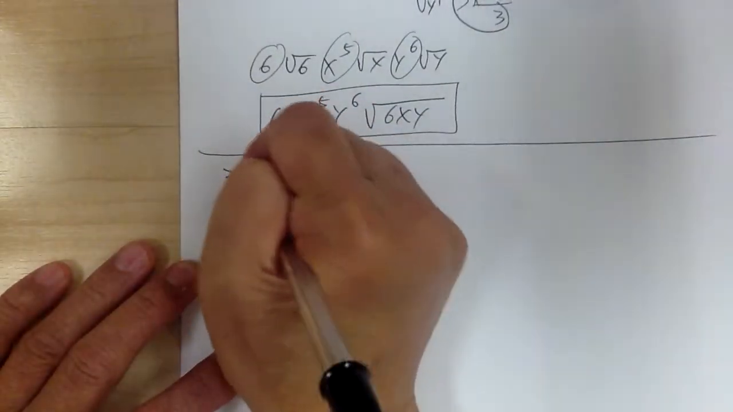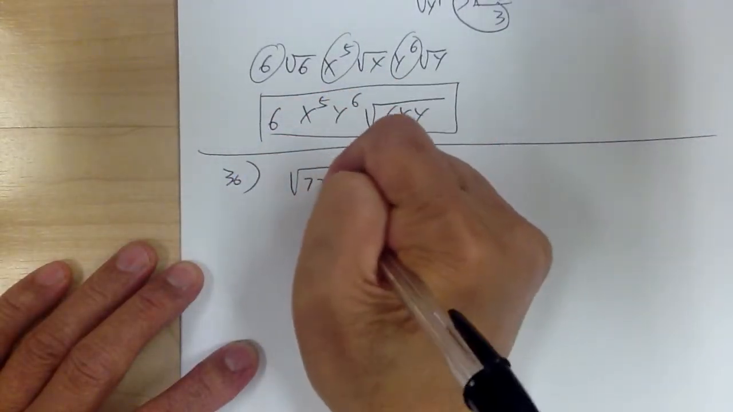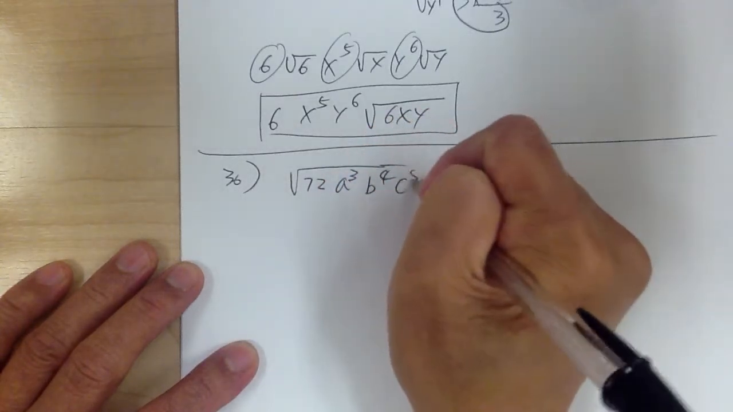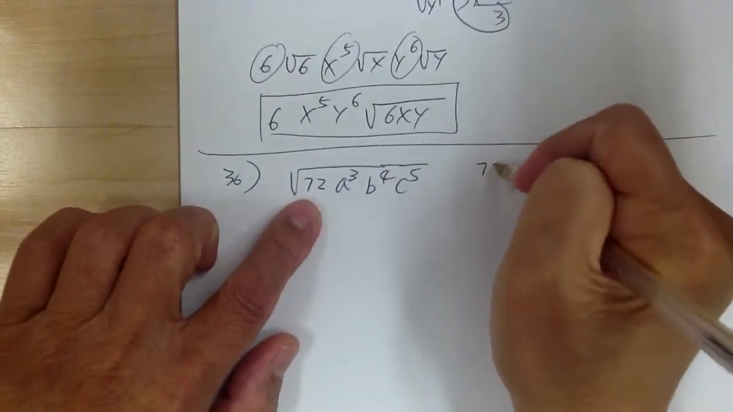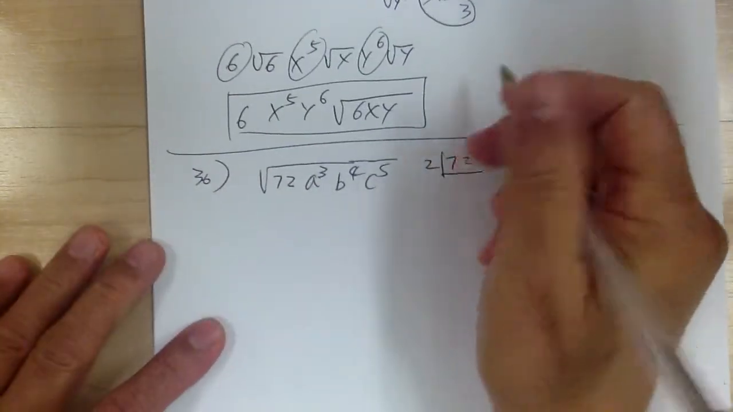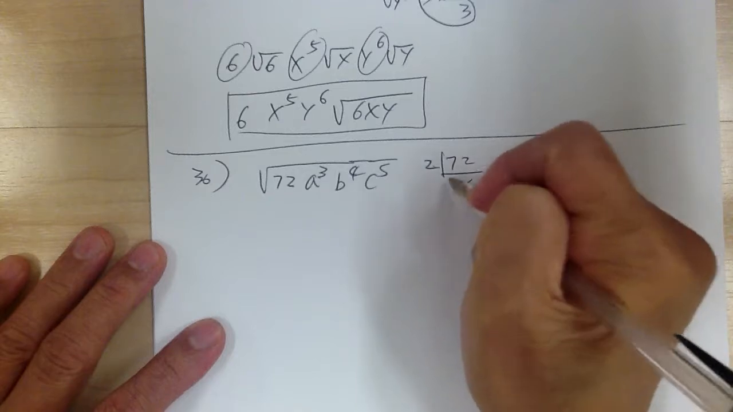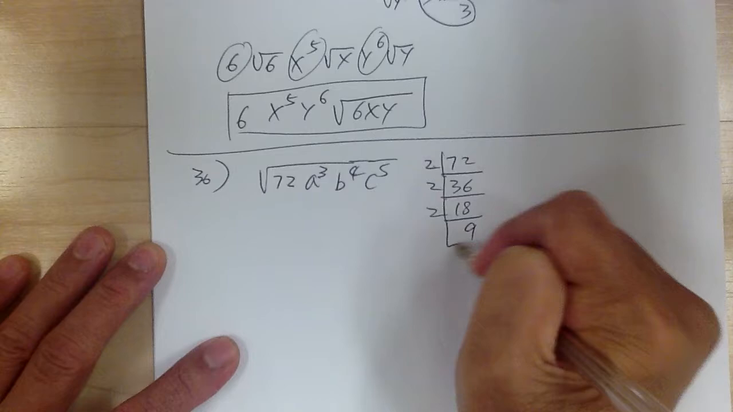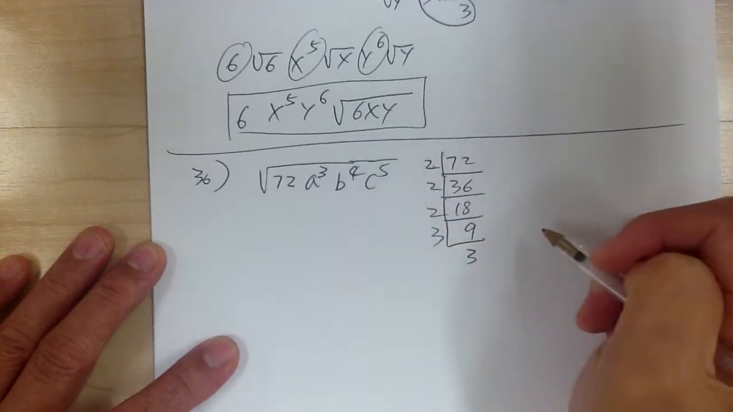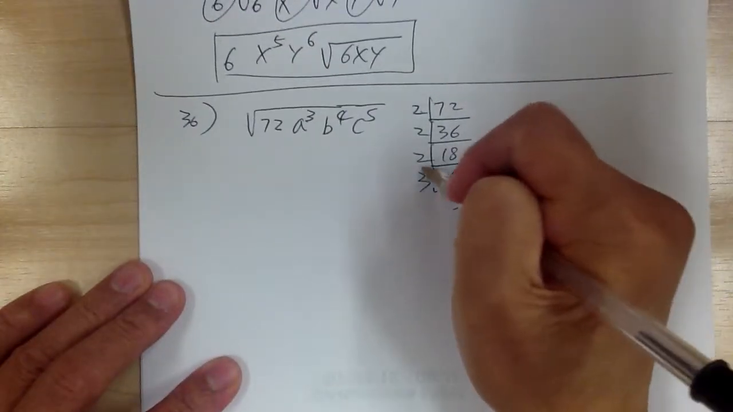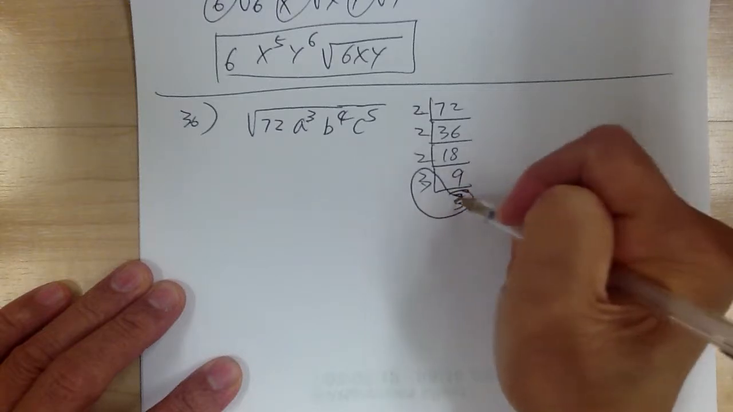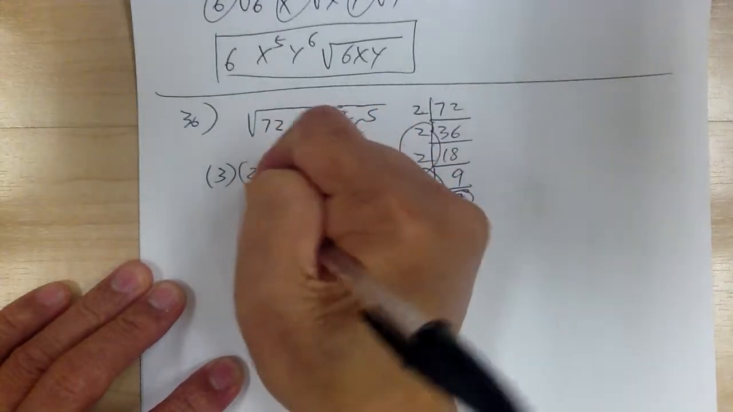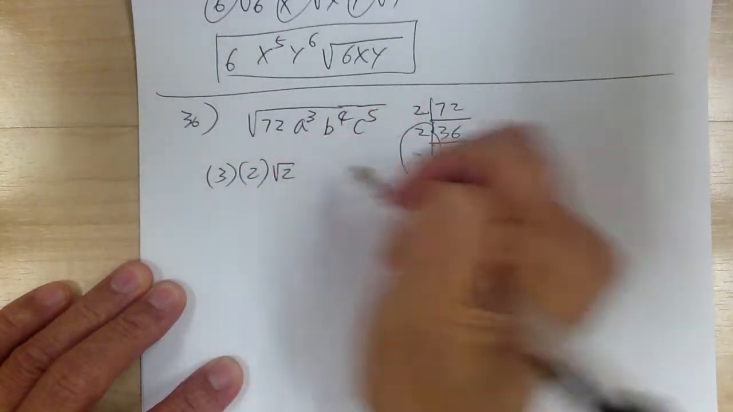Okay, let's go to number 36. You got square root of 72 a to the 3 b to the 4 c to the 5. So 72, go off to the side. Let's go and break it down. Divide by 2, you get 36. Divide by 2, you get 18. Divide by 2, you get 9. Divide by 3, you get 3. So this pair of radicands will become integer 3. This pair becomes integer 2. Leftover is square root of 2.